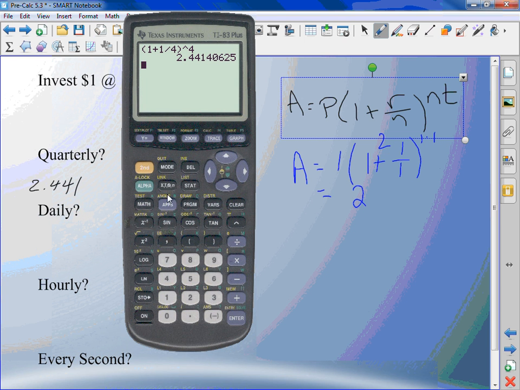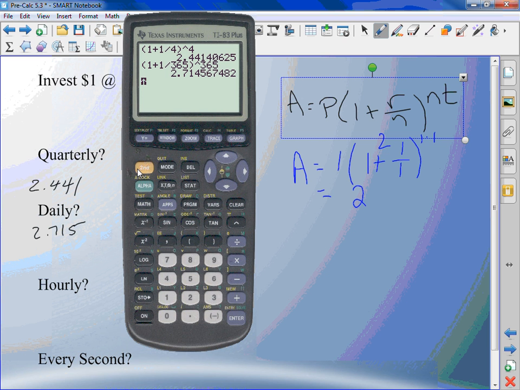Okay, daily. How many days are there in a year? So I'm going to change this number here to 365, and I'll change this one here to 365. 2.715. So this means quarterly you'd end up with $2.44. This one would be $2.72.